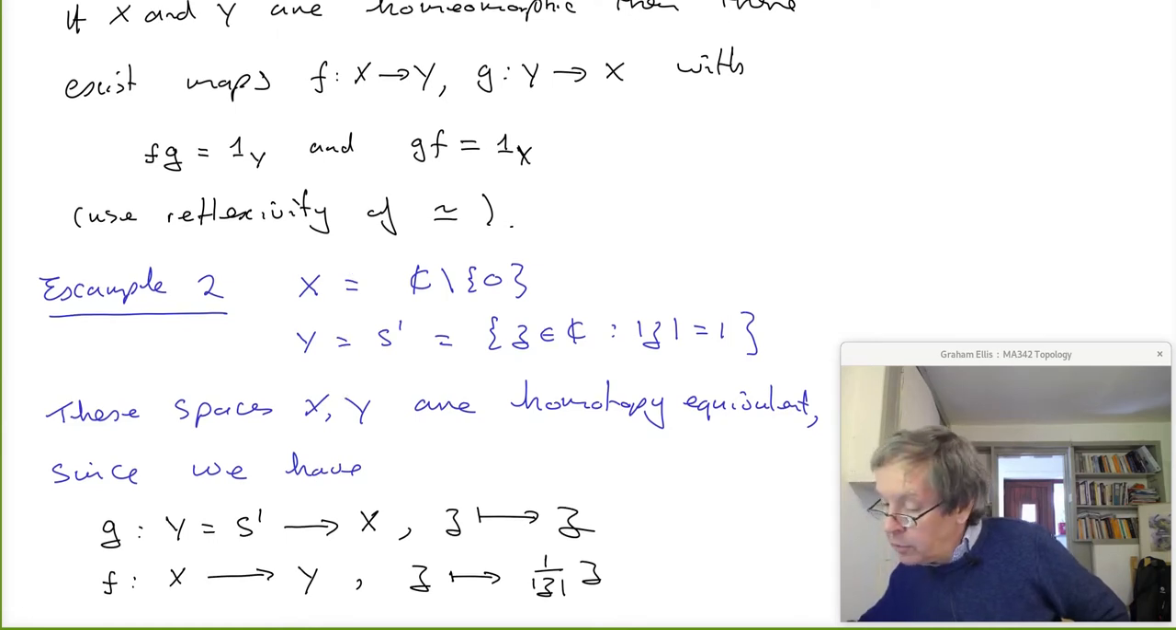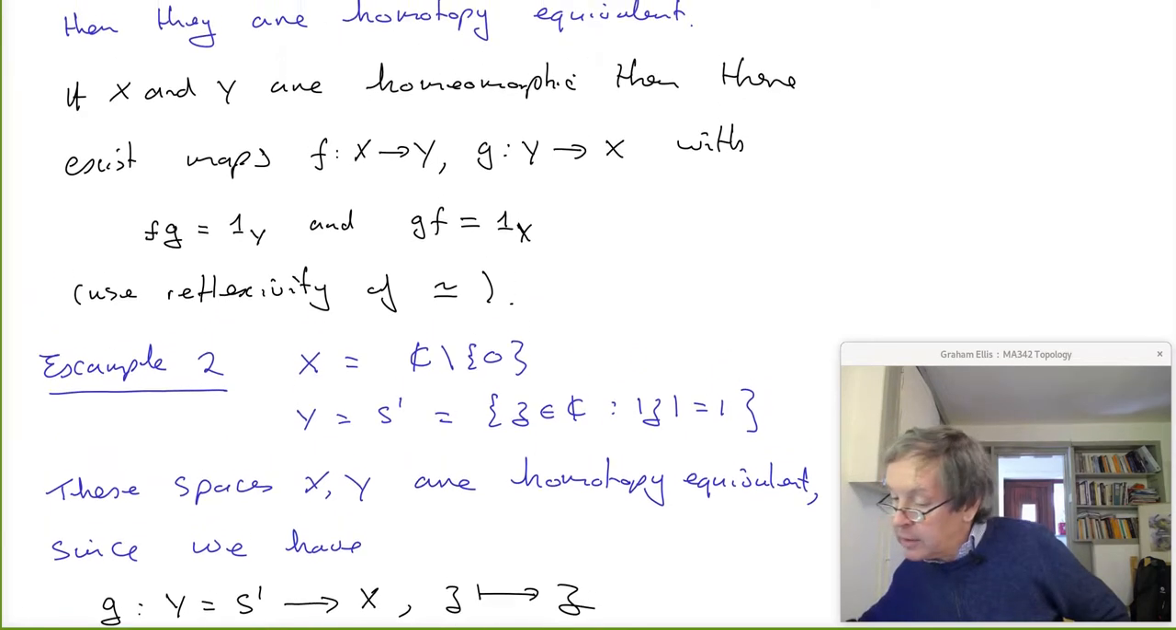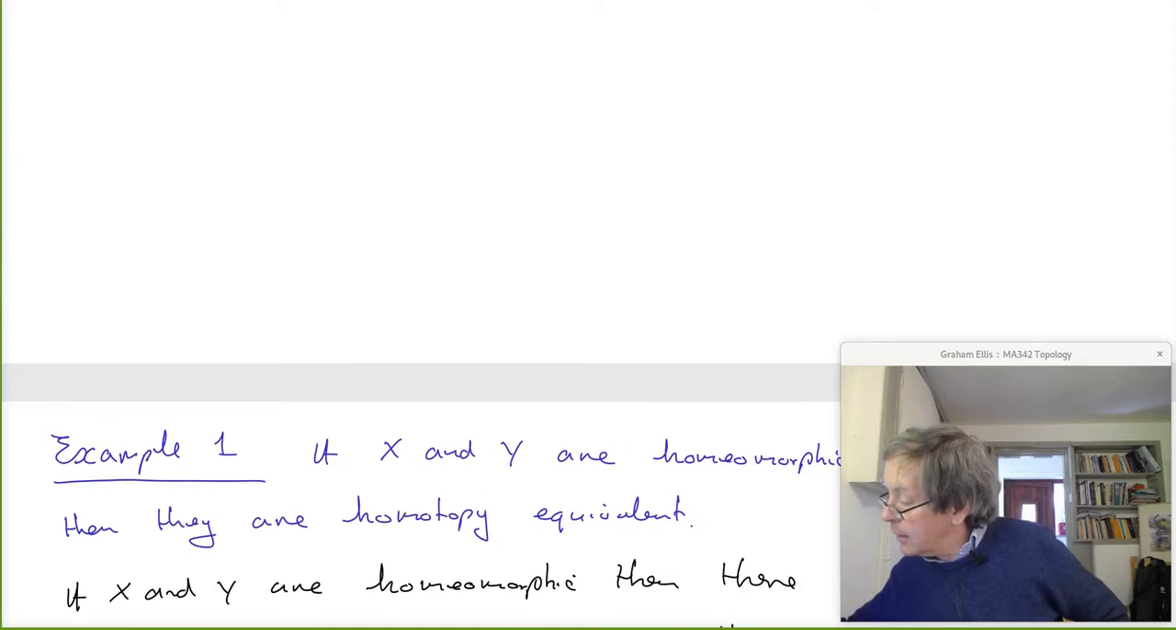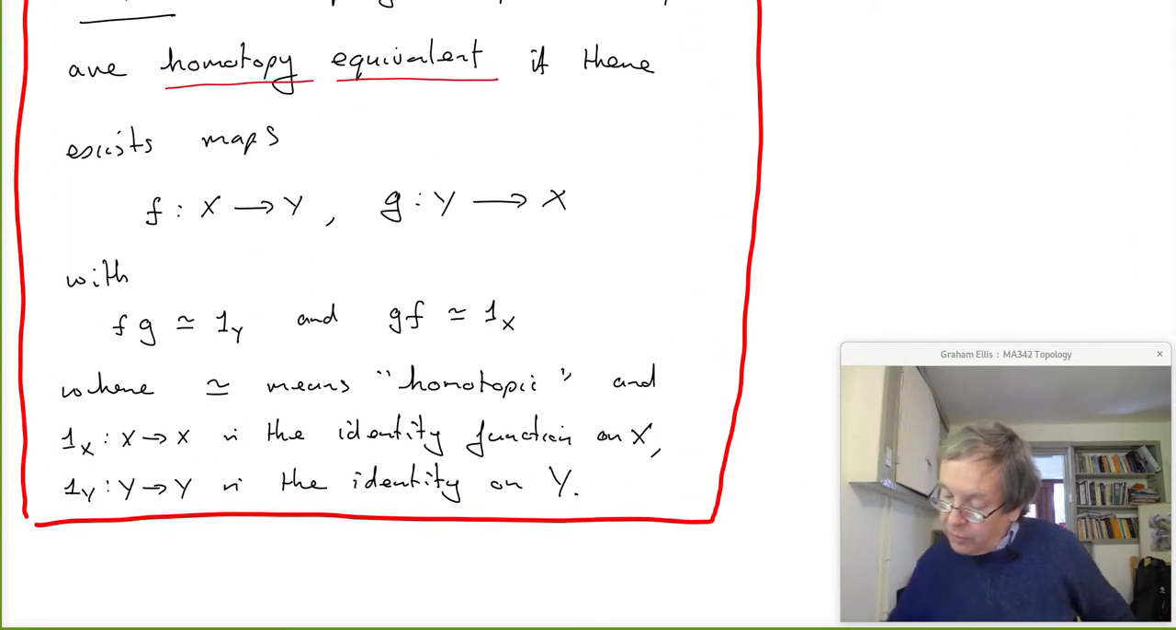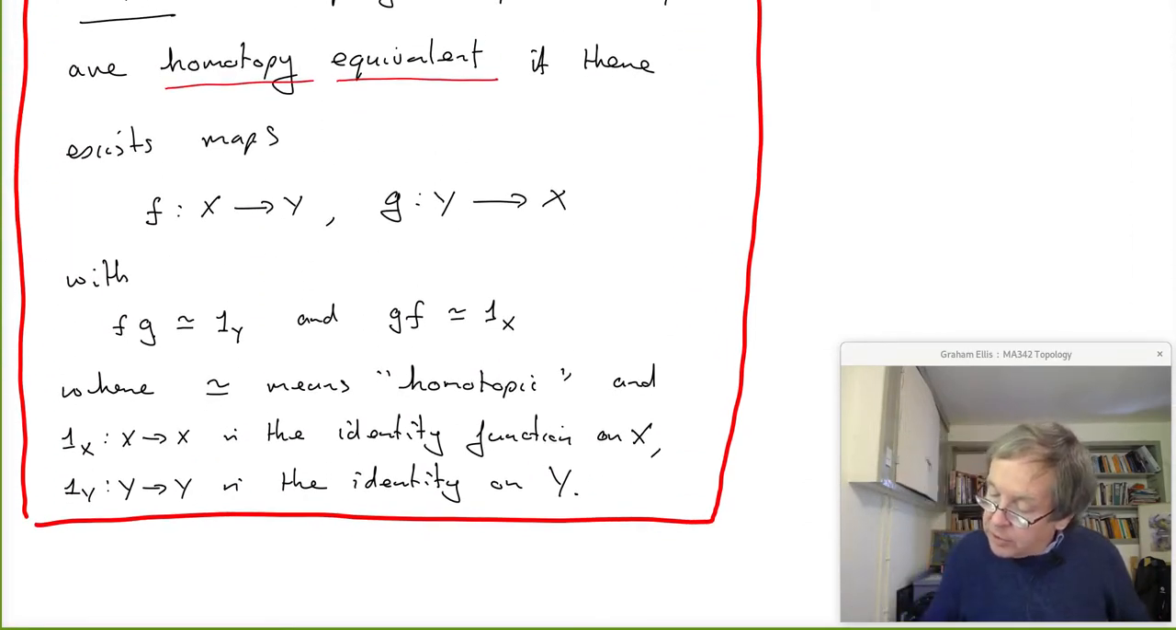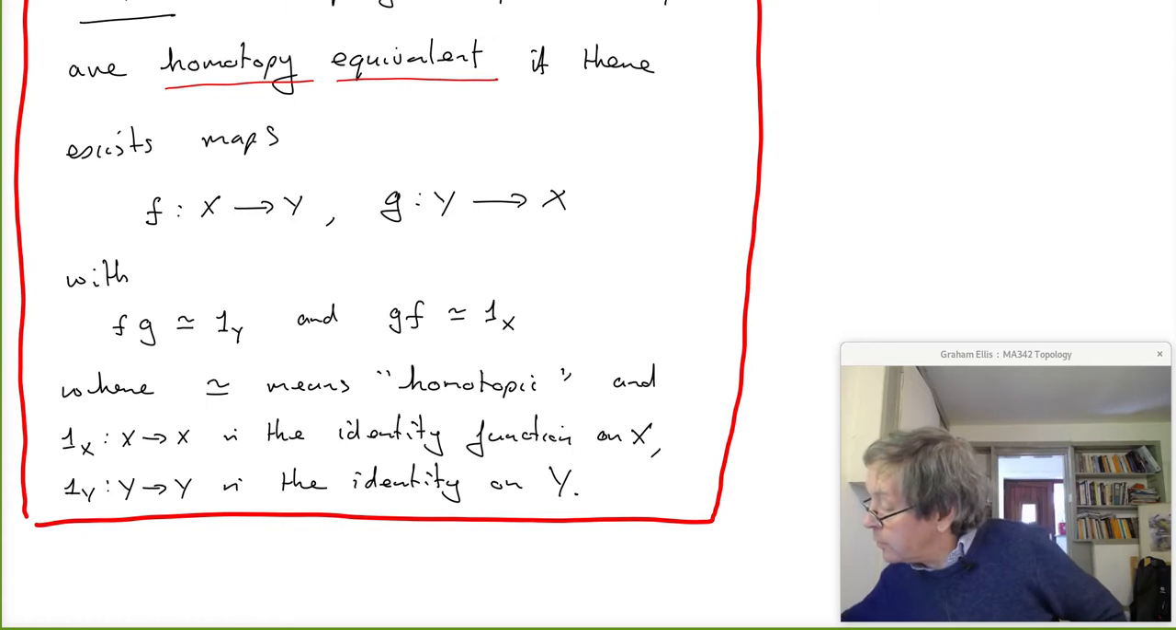So now what do I have to do? Let's just go back to the definition. I have to check that those two functions do the trick. I have to check that fg is homotopy equivalent to the identity and that gf is homotopy equivalent to the identity. So let's have a look at both of those.